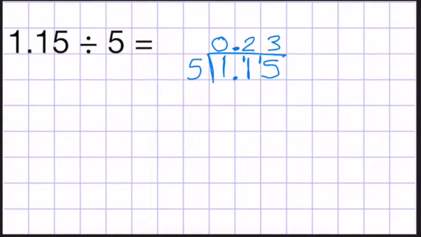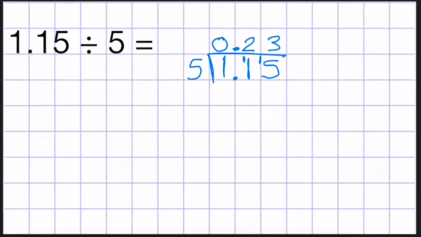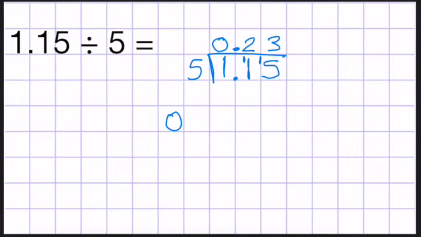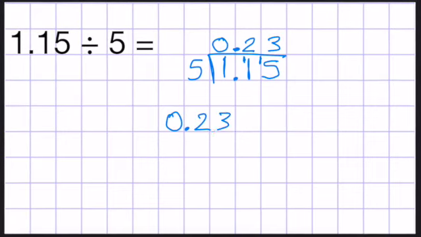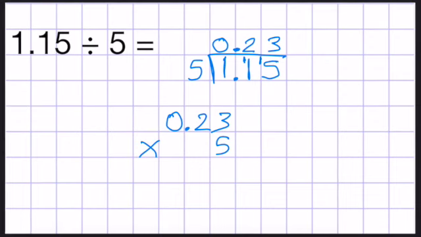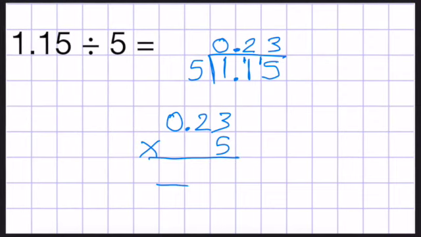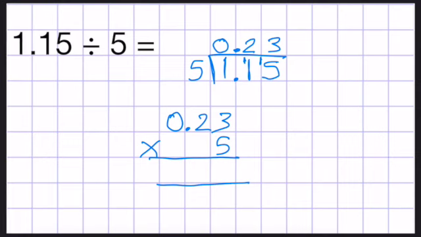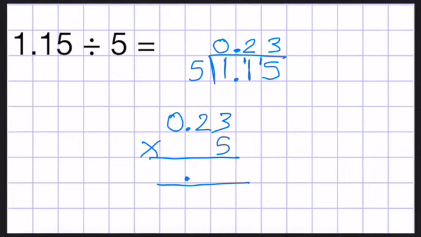Now I can check to see if I have my answer correct by doing the inverse operation. So if I do 0.23 multiplied by 5, if I am correct, I should get back to 1.15. So let me just put my decimal place in the answer box.